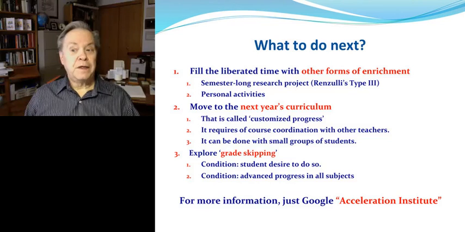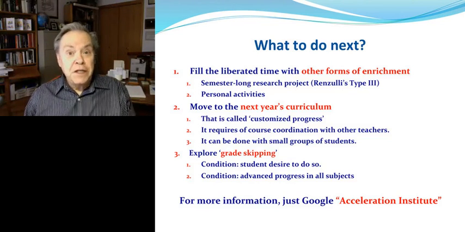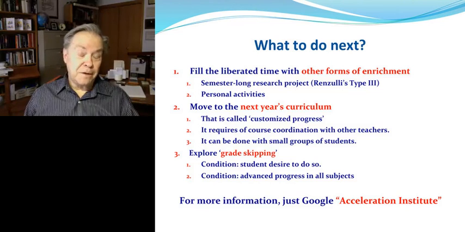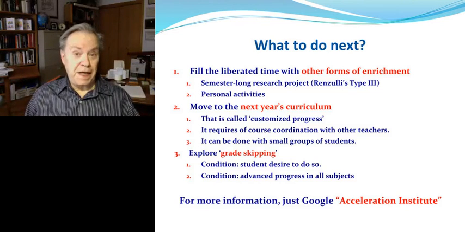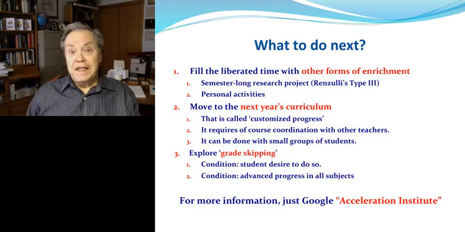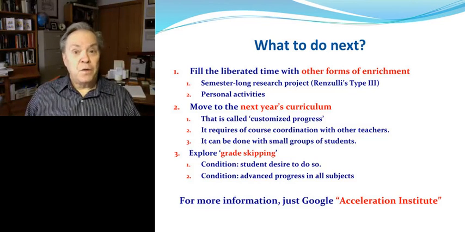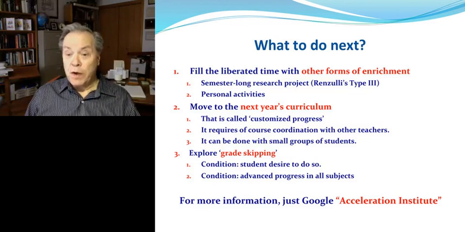The second one is to allow them to move ahead into the next year's curriculum. Well, that's not easy because you need to obtain the agreement of the next year's teachers. But that thing which is called customized pacing is used in many schools and it works pretty well. It allows students to move at their own pace and progress as soon as they've mastered the content. And the third one is to check if the student is also advanced in other subjects. And at that point, you can think about grade skipping.